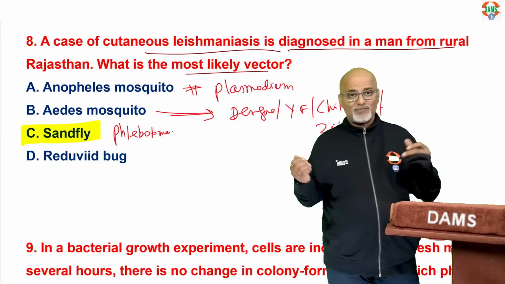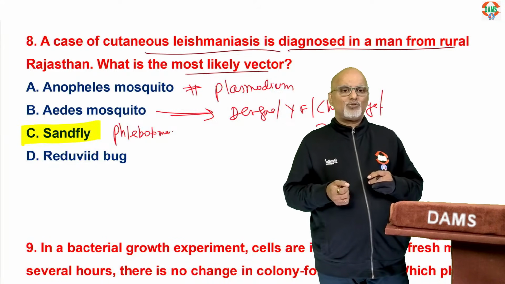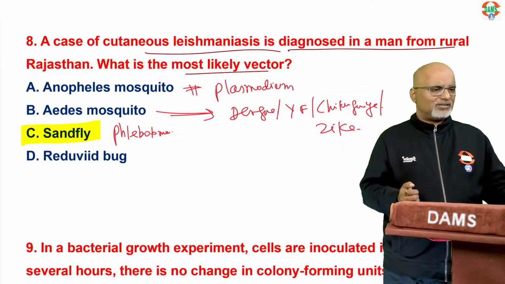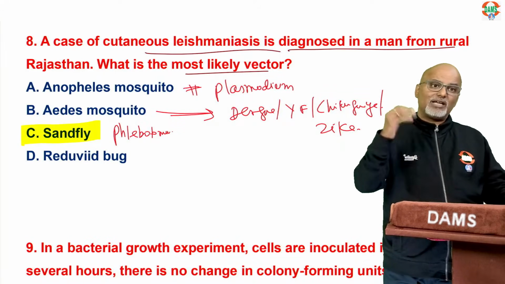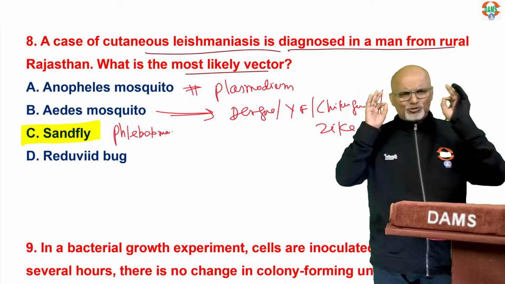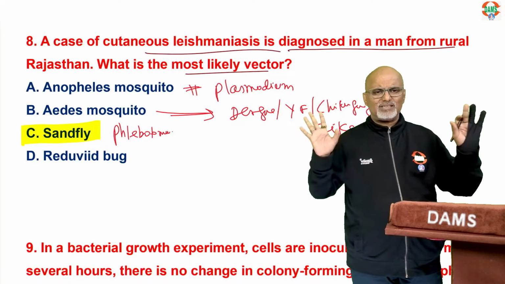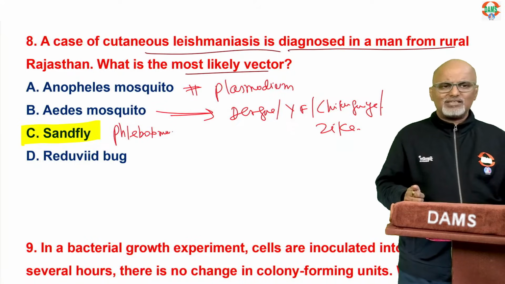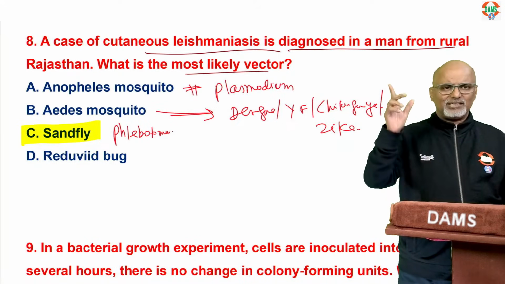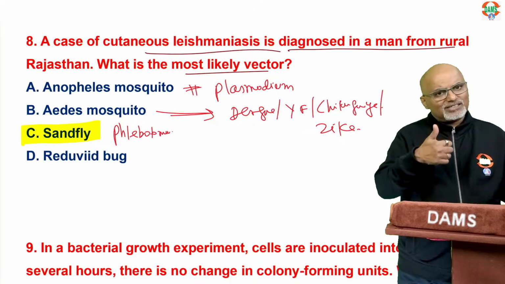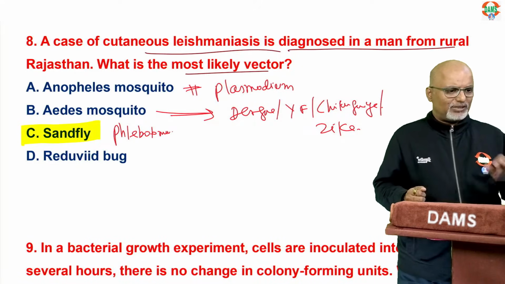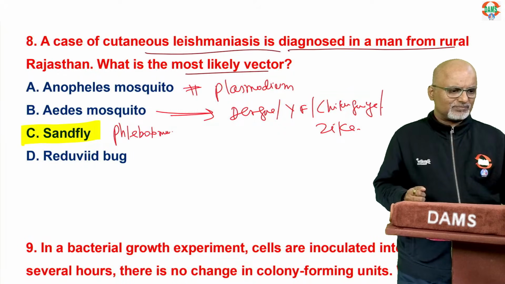Tsetse fly is the vector for Loa loa. So wherever a vector is there, you must know. Louse is the vector for epidemic typhus, epidemic relapsing fever, trench fever. You should know everything. Vector, vector, vector is the sign of victory. Whoever reads vectors is reaching victory. It is not vector, it is victor. If you want to succeed, please read all the vectors.